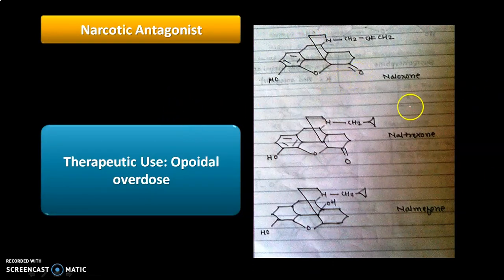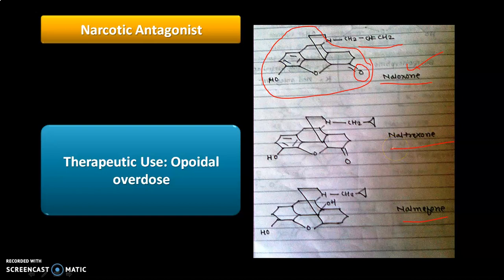So these are 3 examples which are there in your syllabus, that is naloxone, naltrexone and nalmefene. How to remember the structure of these compounds? The whole structure is similar to morphine. The word naloxone gives the idea that it contains a ketone, so you have to replace one of the hydroxy groups of morphine with a ketone, so the name will be naloxone, and here you have to remember this propene side chain.